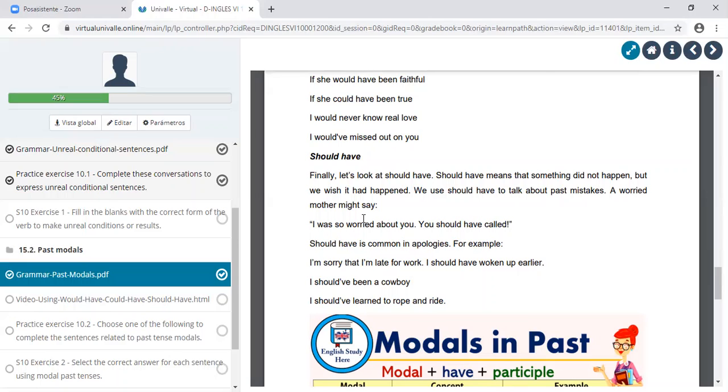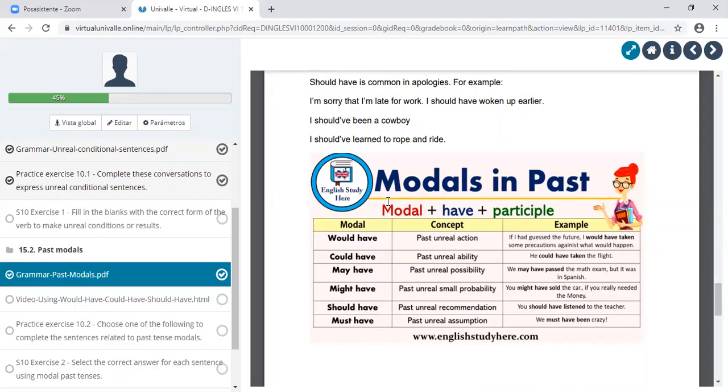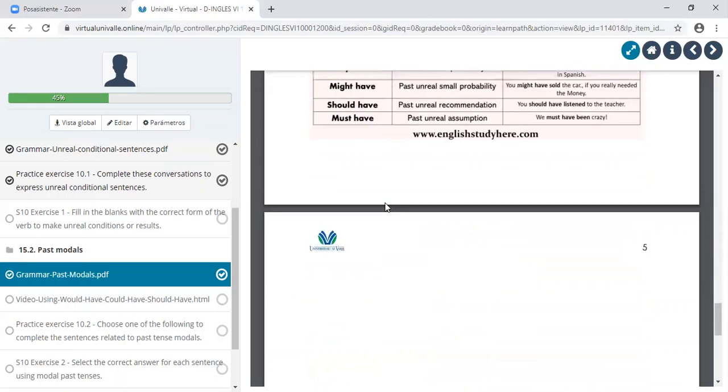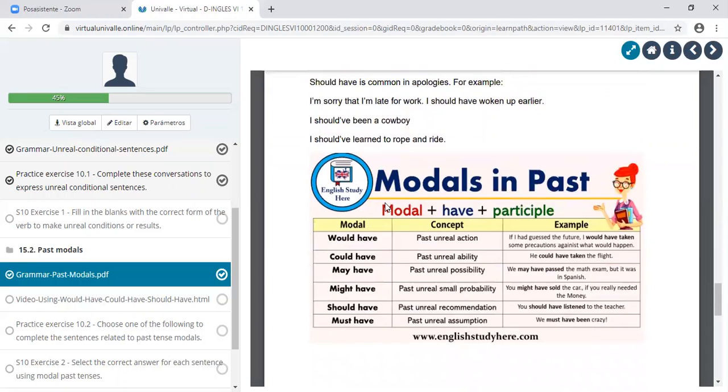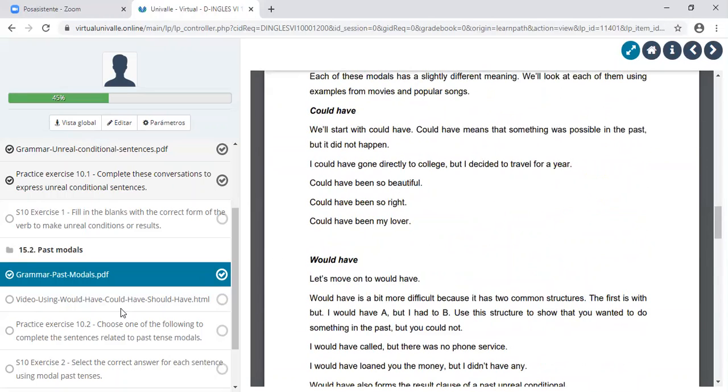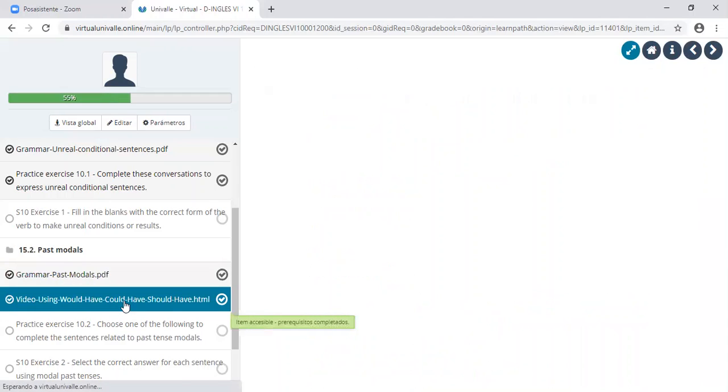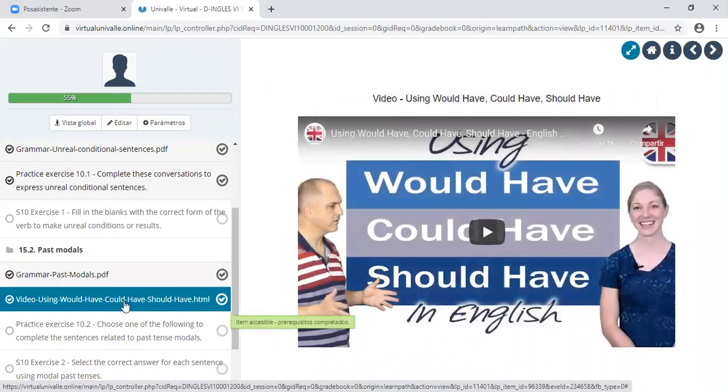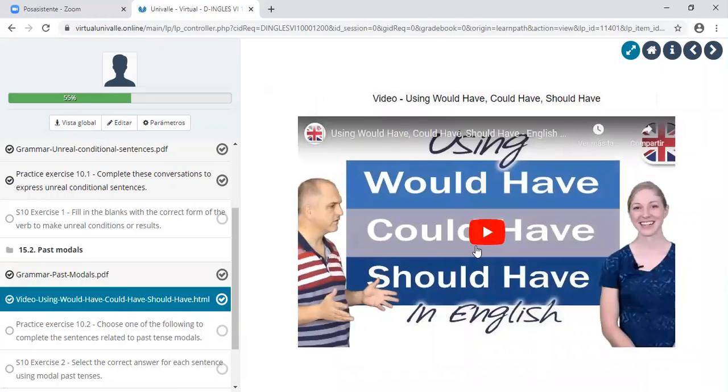And here you have an image with modal and past using would, could, may, might, should, must, and then have, and then a verb in past participle. Okay, that is our grammar explanation for past modals. In here you have a video tutorial about using would have, could have, and should have. Let's take a look at it.